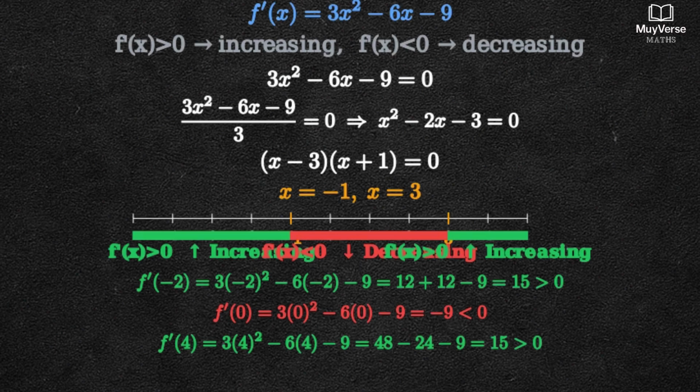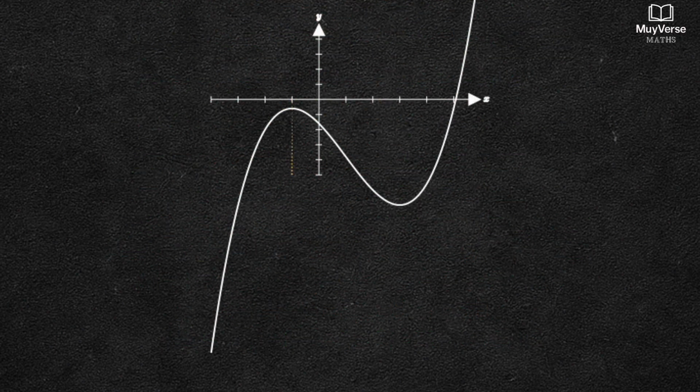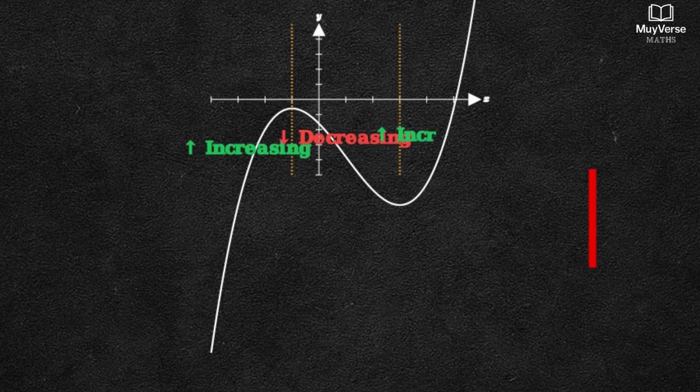Visual check with the graph of f. We draw the curve and mark the vertical lines at x equals -1 and x equals 3. You will see it rises, then falls, then rises again. Green for increasing, red for decreasing.